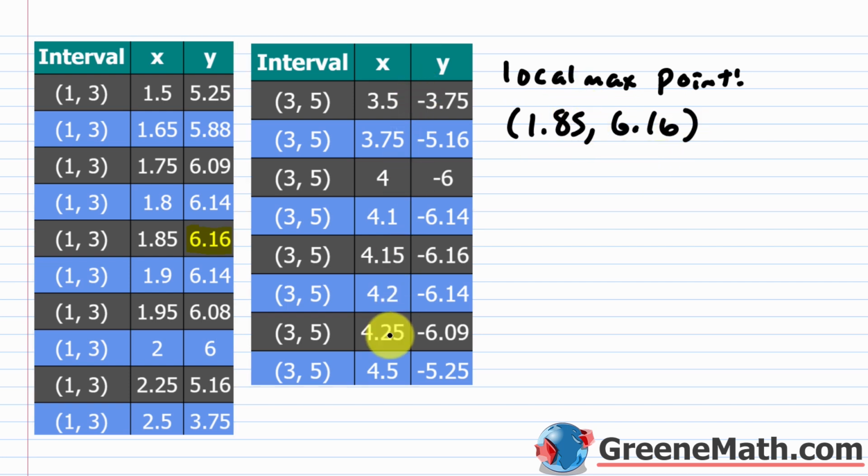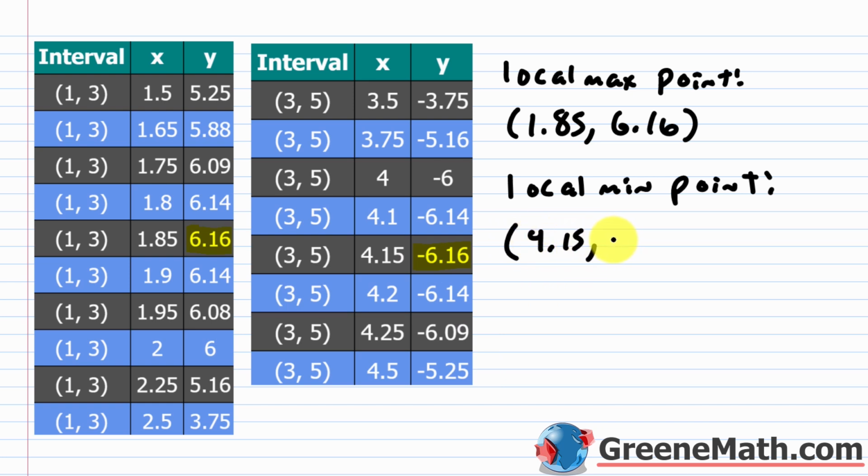Then looking at this one right here, I'm looking for a local minimum point. And for this one, I'm looking for the smallest y value. So that's going to be right here, negative 6.16. So let's say the turn here is going to be about (4.15, -6.16). So again, this is an approximation. So you just get it as best as you can.